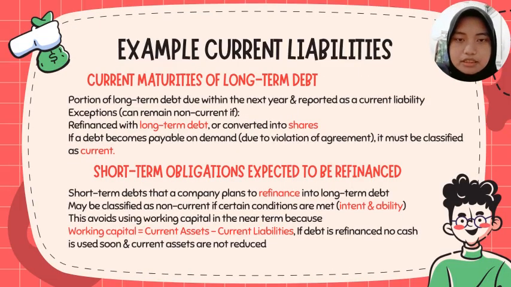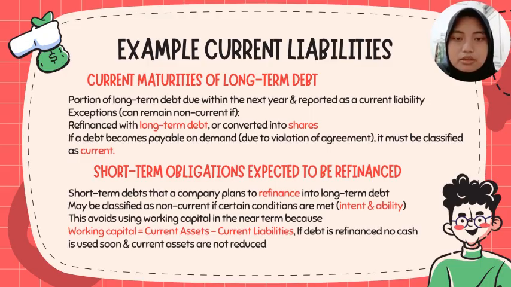The next example is current maturities of long-term debt. It means the portion of long-term debt due within the next year and reported as current liabilities. As an exception, it can remain non-current if it is refinanced with long-term debt or converted into shares. And if the debt becomes payable on demand, for example due to violation of an agreement, it must be classified as current.